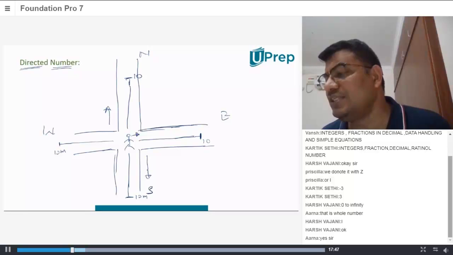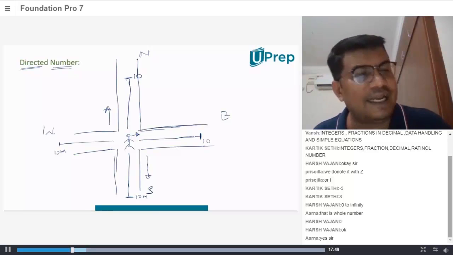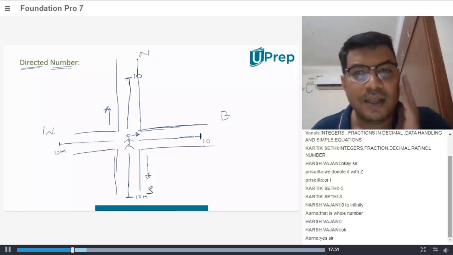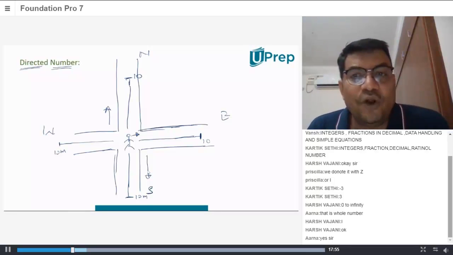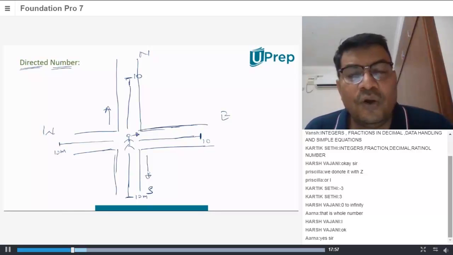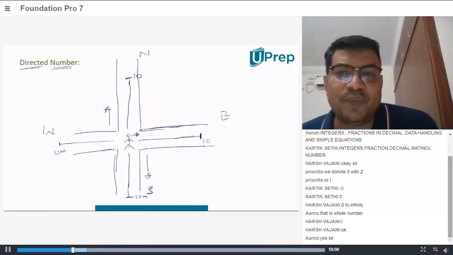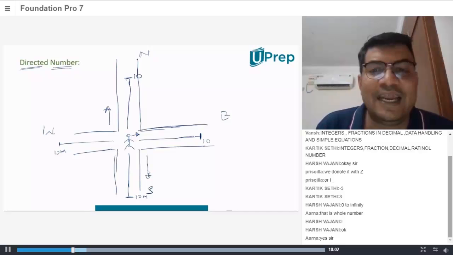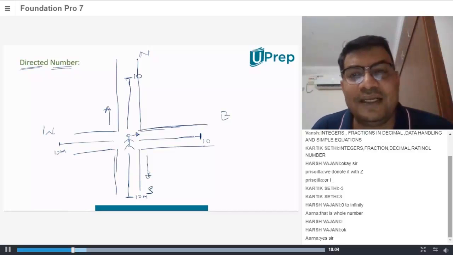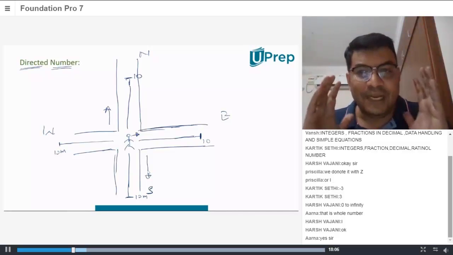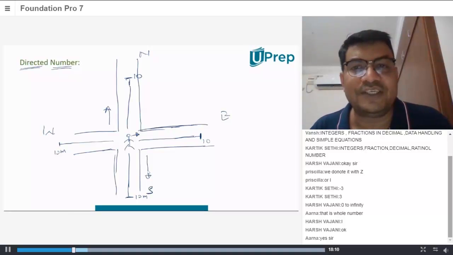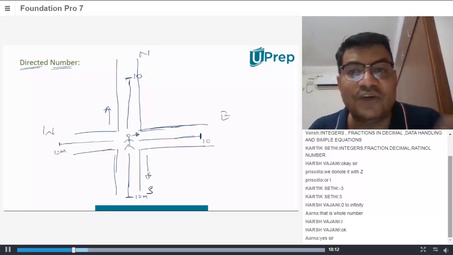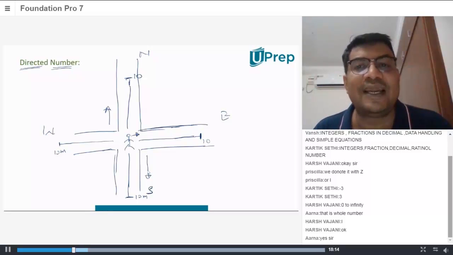See, all these are what? Can I say all these are directions? Yes, sir. So all these are directions. Once we know directions, we know that if one side is positive, the other side is negative. So any number that can be represented on opposite sides of a direction, such numbers are directed numbers.